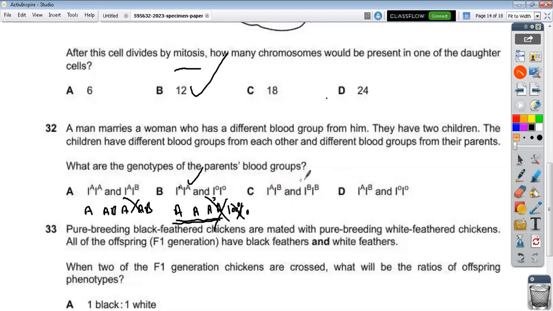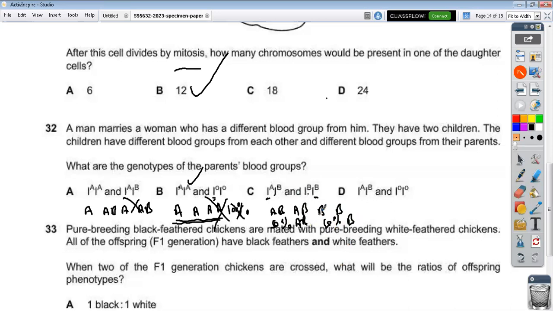So if I cross this and that, I get blood group AB. Then if I cross this and that, I also get blood group AB. Then if I cross this and that, I get blood group B. B is B. If I cross this and this, B is B. So I have 50% AB, 50% B. Clear now.